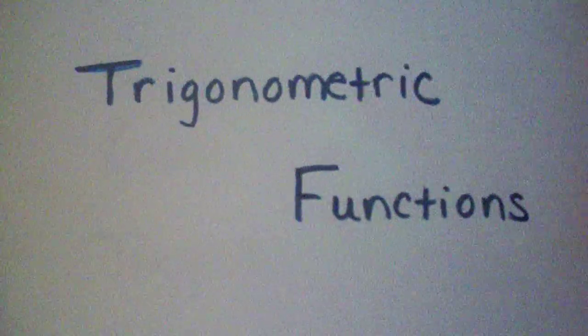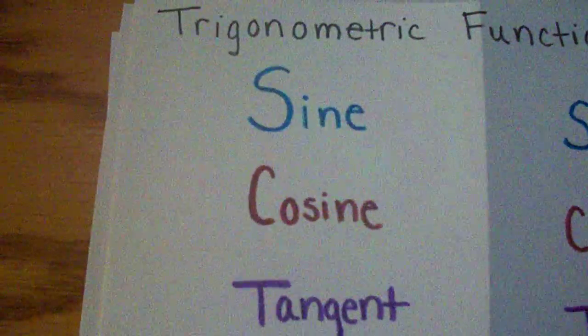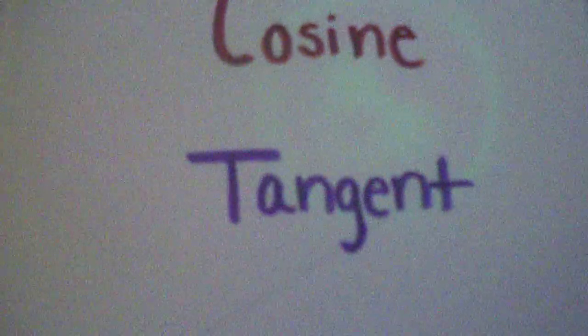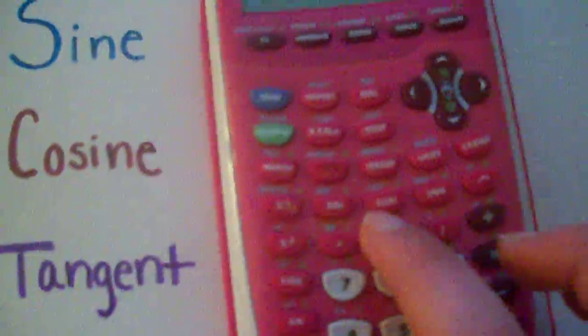Trigonometric functions. These are three trigonometric functions: sine, cosine, and tangent. They can also be abbreviated as shown on the right and on a calculator. Sine, cosine, tangent.